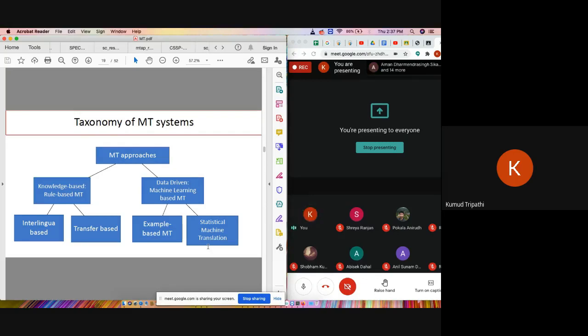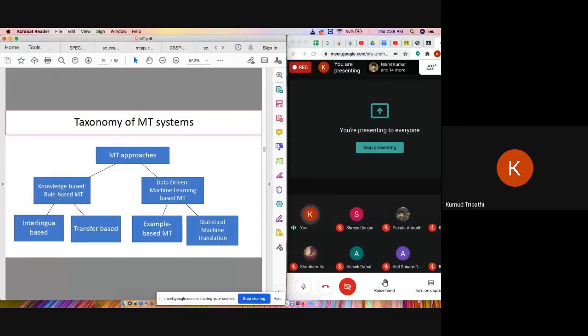So the actual sentence was something else. So this is what a very bad translation looks like. Then they realized what the issue was, and after that they started solving the problem. Okay, so this was the direct approach.